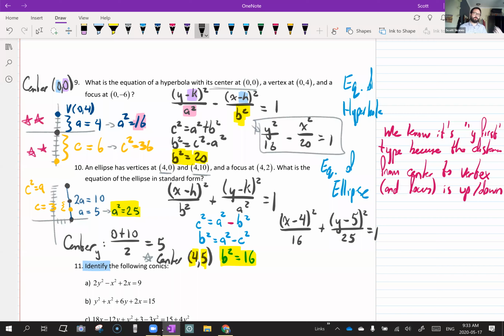Some students like to put the Y first. I understand why you would want to do that, and it's completely correct if you do. You're allowed to put the Y first. But many, many students on the assignment got these backwards. So you need to know the difference. How do you know the difference? The direction of the vertices tells you your major axis. So in this case, the vertices are up and down. So the major axis is Y, which means the A value goes under the Y.